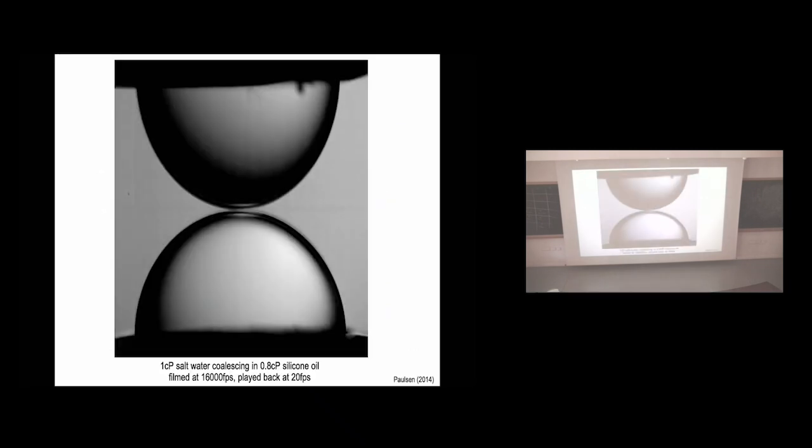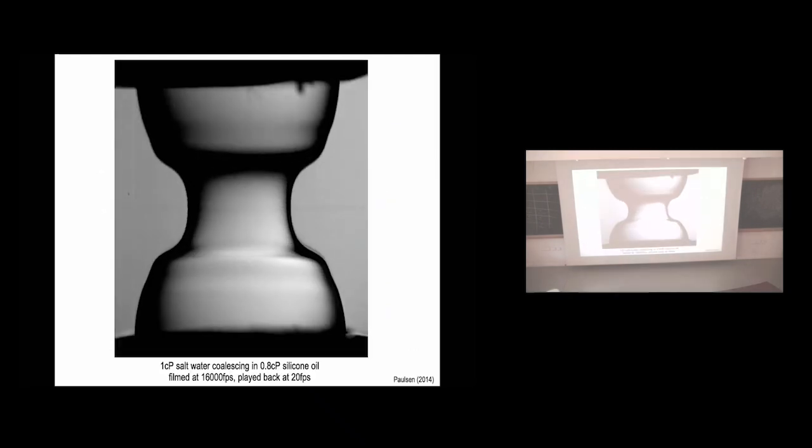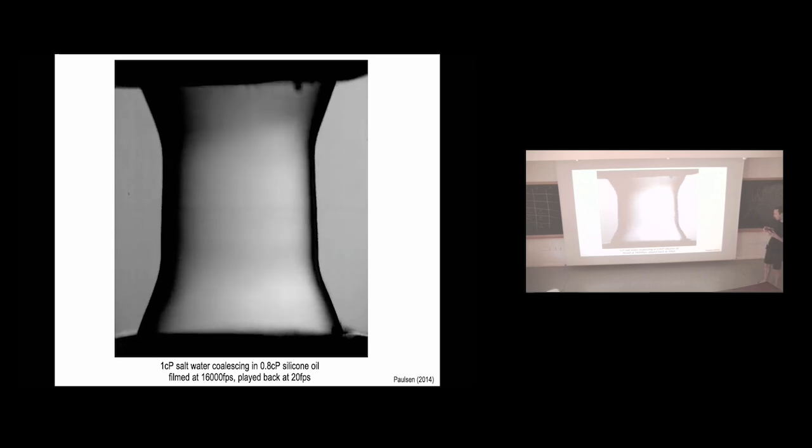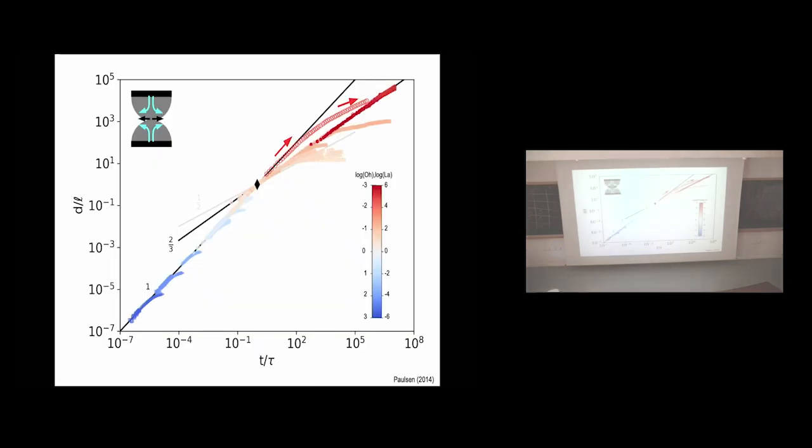For instance, in this experiment from Paulson, you see the coalescence of two saltwater droplets in silicone oil. And if you follow now the radius of contact between those drops, you'll see it doesn't follow at all the template that I've been building. So all of the other curves we saw last time, and these new data points are the experiment that I just showed you. It's not following at all what we could expect from the power laws.